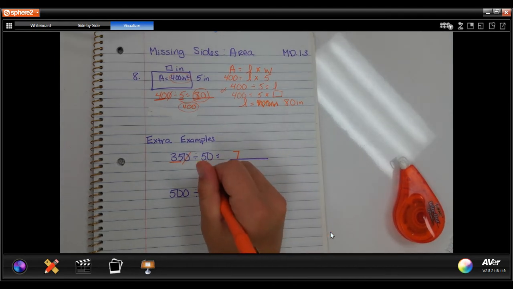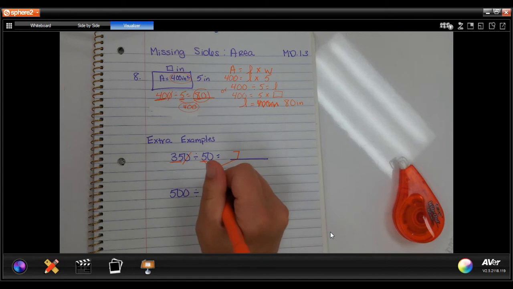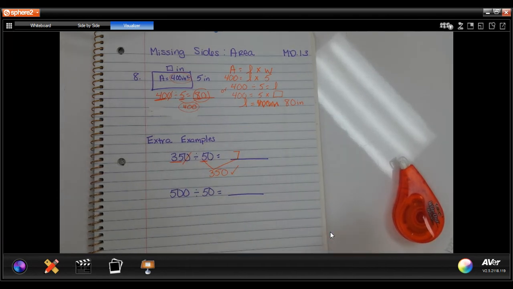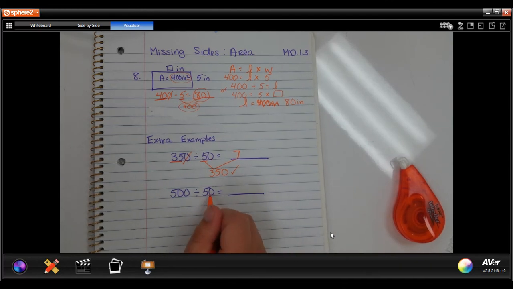To check over my work, I could say 5 times 7 is 35. And then I need to add a 0 because this was 50. So my checked answer is 350, which is the same as how much I divided by. So that is correct. Next one, 500 divided by 50.